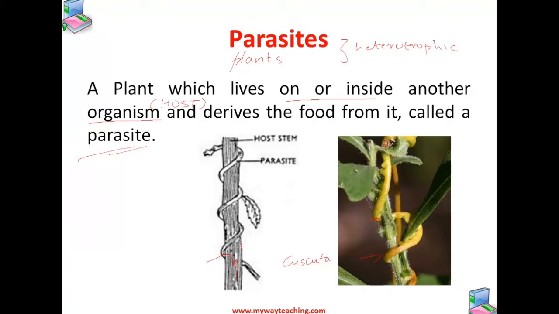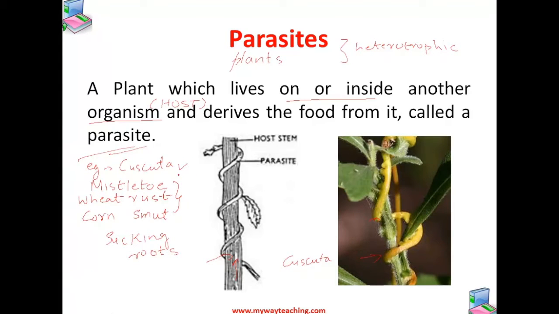A parasitic plant produces certain special types of roots which are called sucking roots. Sucking roots, because they can suck nutrients from the host. So that is why they are called sucking roots, which penetrate into the host plant. Now the parasite sucks the food material from the host through their special roots. Some other examples of parasitic plants other than cuscuta are mistletoe, wheat rust, and corn smut.